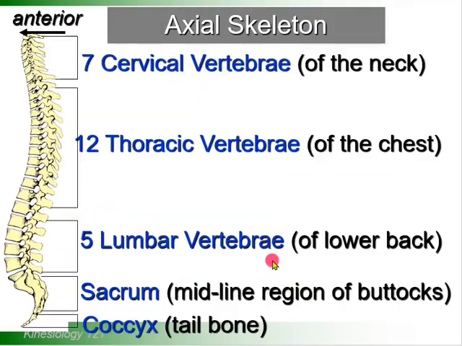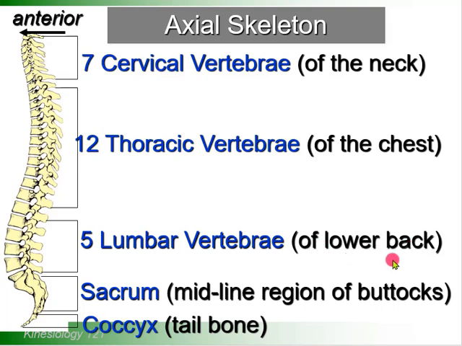Here we see this is cervical spine, which has 7 cervical vertebrae in the neck, 12 dorsal or thoracic vertebrae in the region of chest, and this is abdominal region, which shows 5 lumbar vertebrae, and this is the area of the low back as well.